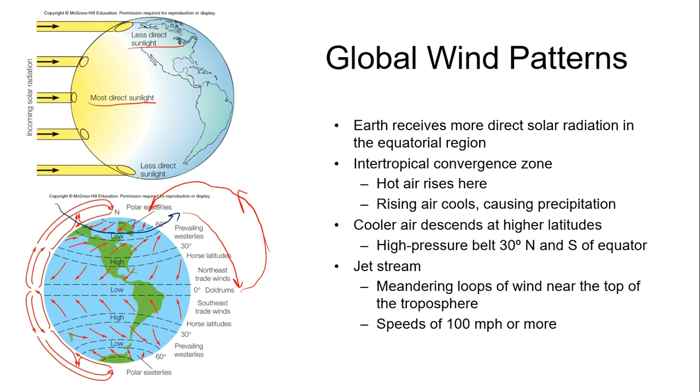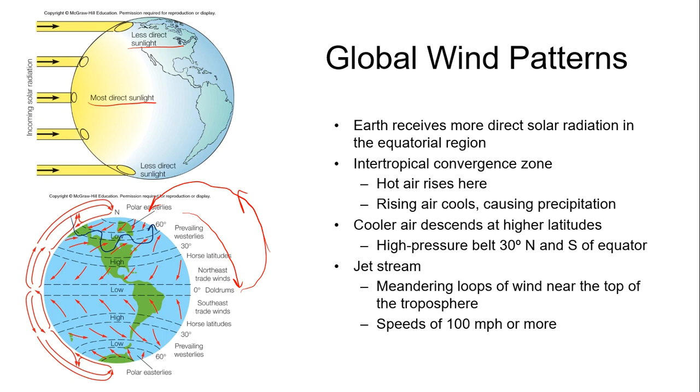However, it's not a constant curve at 60 degrees latitude. It actually kind of wobbles up and down, moves around a little bit more, centered generally around 60 degrees latitude. And when it dips down, it usually brings storms into the United States region.